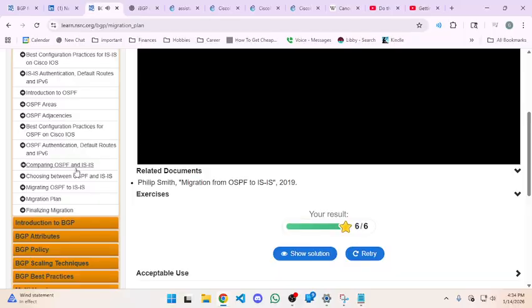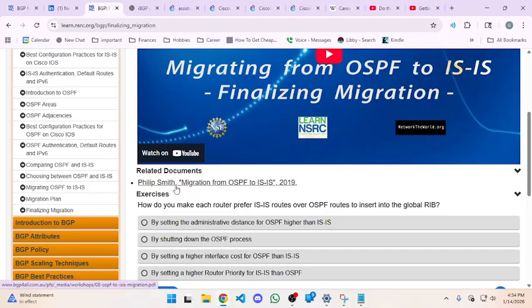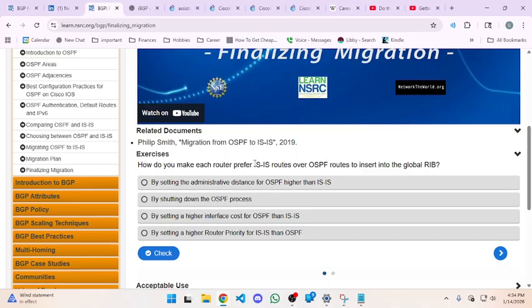All right. So final one, and then I think I'll be done for a while. So migration from OSPF to ISIS. How do you make each router prefer ISIS routes over OSPF routes to insert into the global RIB? You change the administrative distance, the lower one the better. Directly connected has 0, so you can't get any better than that. But OSPF by default has lower than ISIS, so you can raise the distance and prefer ISIS.